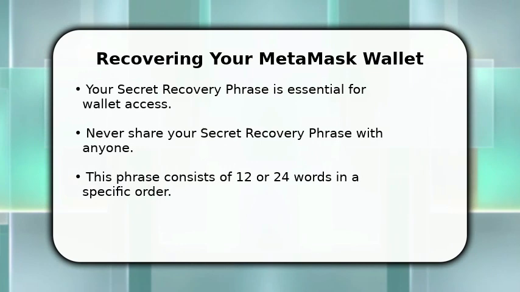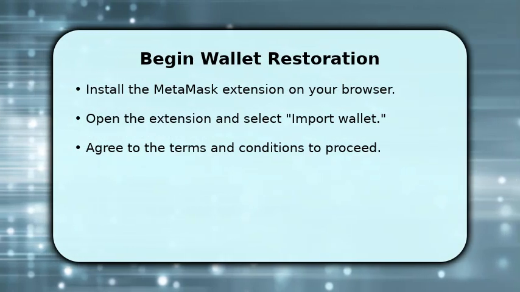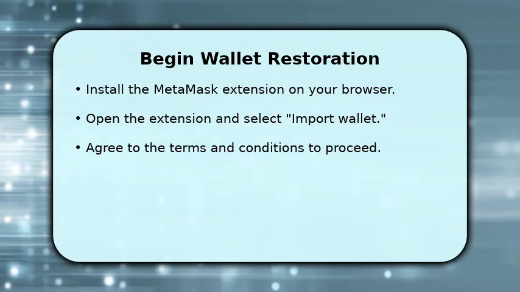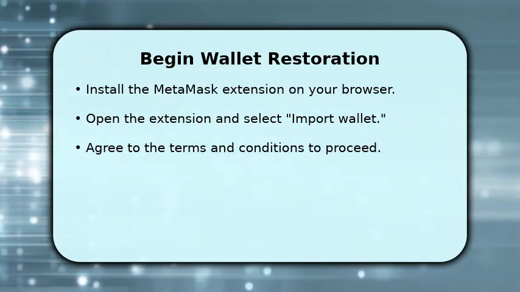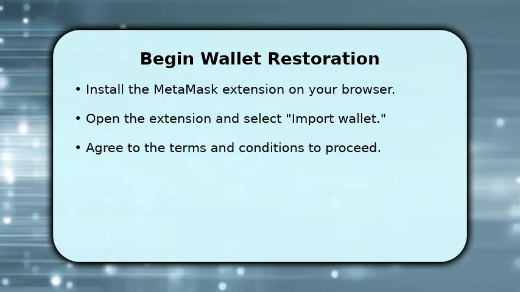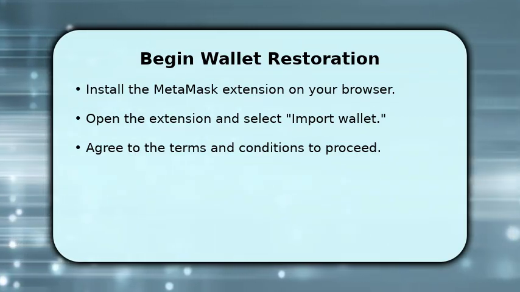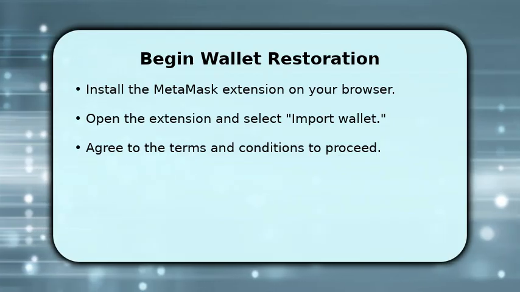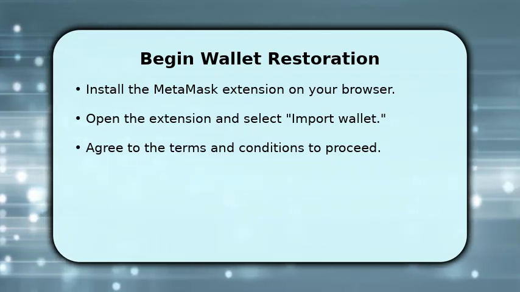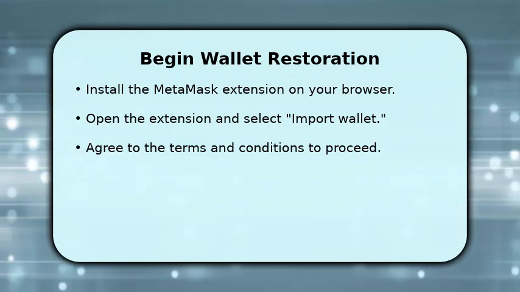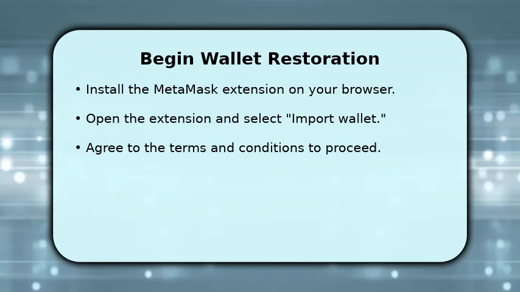Let's get started. To begin, if you don't already have it, install the MetaMask browser extension from the official website. Once installed, click on the MetaMask icon to open it. You'll see an option to import wallet or create a new wallet. Choose Import Wallet to start the recovery process. After that, you'll need to agree to the terms of use to continue to the next step.